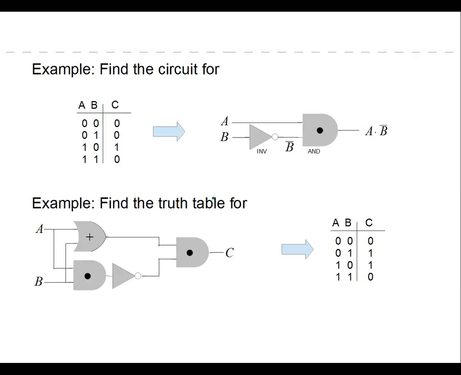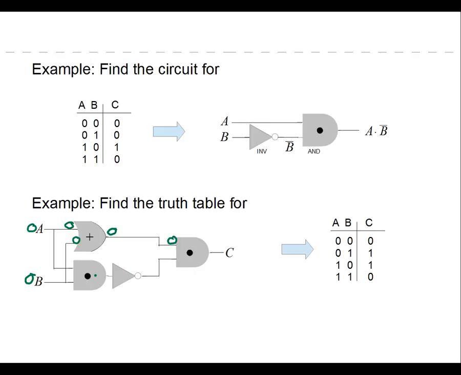Let's see if we can find a truth table for this particular circuit. Oh wow, it looks pretty complicated, but the easy way of doing it is to just run these numbers through it. So we're going to apply a 0, 0 to it. What does that do? This is an OR function, so we have a 0 here and a 0 here. That means we have a 0 out here, and it means we have a 0 here.